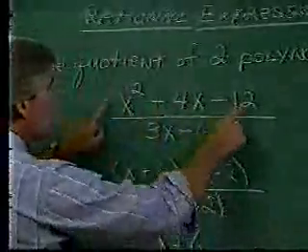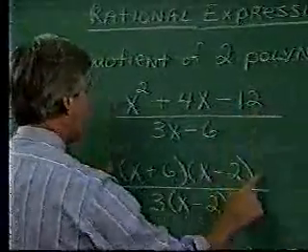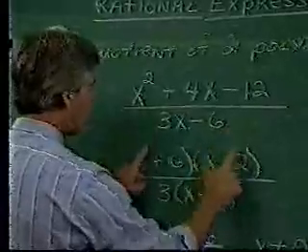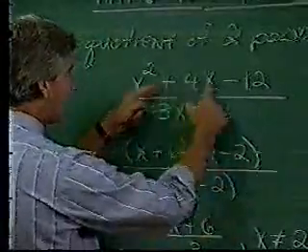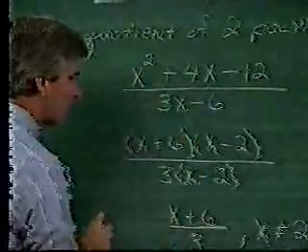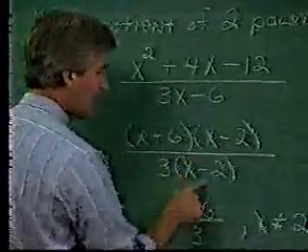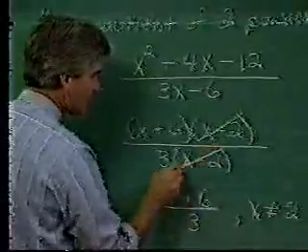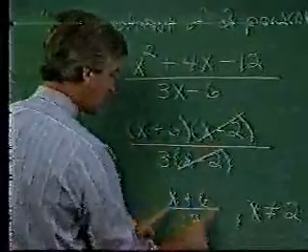Same idea here. We take the numerator, a trinomial, factor it. Take the denominator, factor it. We're taking a common factor out of the denominator and we're factoring the numerator by using the general method. Now notice that the x minus 2 factors are the same. So we can eliminate them. Those cancel. And we have x plus 6 over 3.